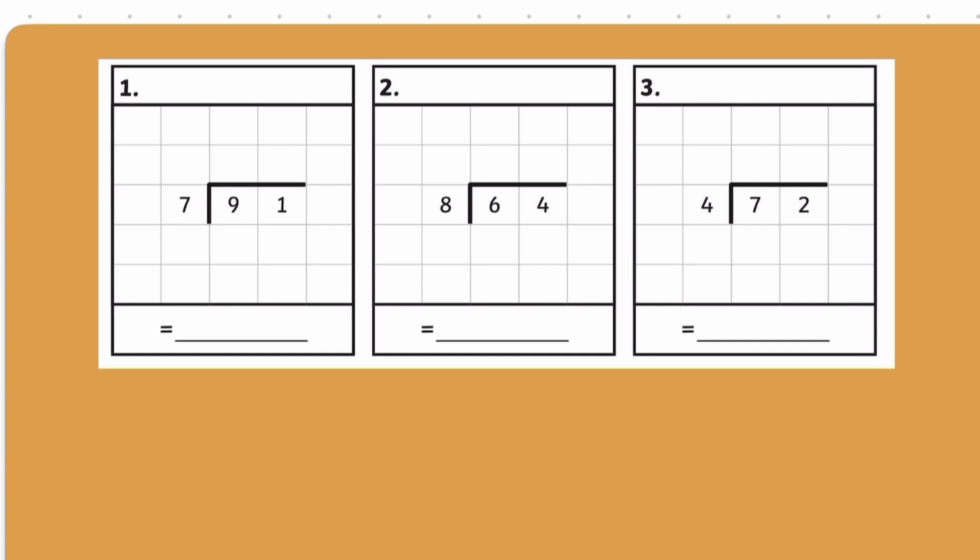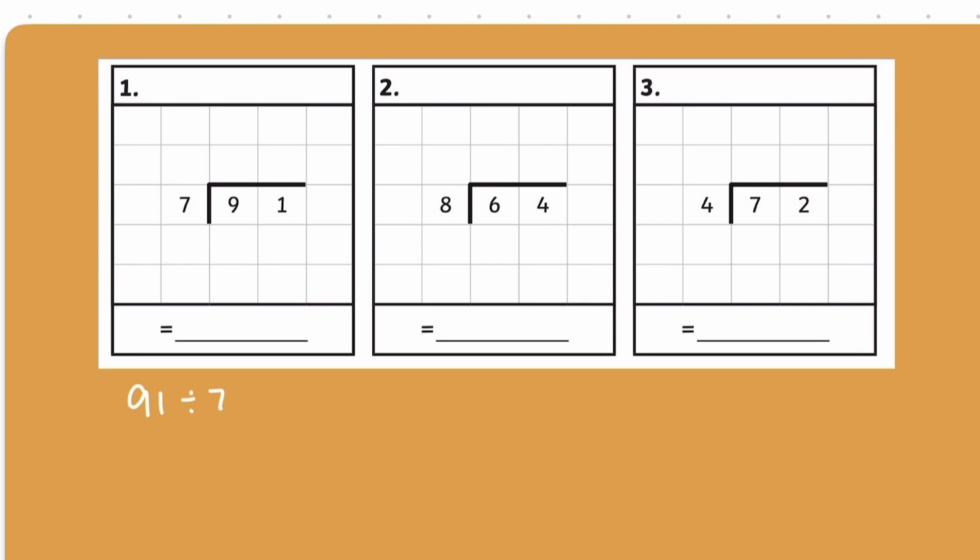So here we have 3 bus stop short division questions. We're only looking at 2-digit numbers divided by a 1-digit number at first, just to understand how to do the bus stop method. So question 1, 91 divided by 7. That's what it's asking you. And you might see it written like this, and all you need to do is put the 91 under the bus stop and the 7 next to it.